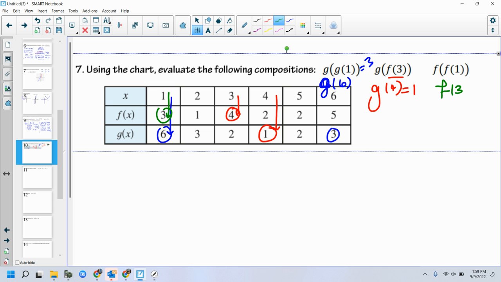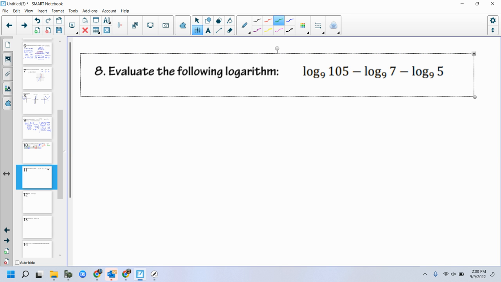So f of 3 is, look, there's 4. Those are my answers. Let me just double check. I got 3, 1, and 4. That's what I got on my key. Perfect. Next one up. All right, no calculator again.